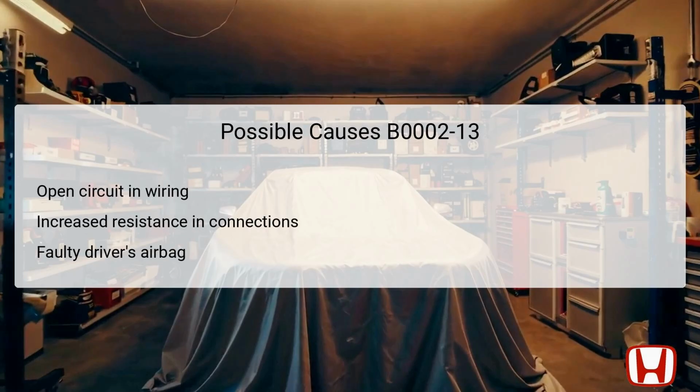There are several possible causes for DTC B0002. One common cause is an open circuit in the wiring that connects the driver's airbag to the SRS unit. This could occur due to damaged or disconnected wires. Additionally, increased resistance in the connections may prevent proper electrical flow, leading to the airbag not functioning as intended.